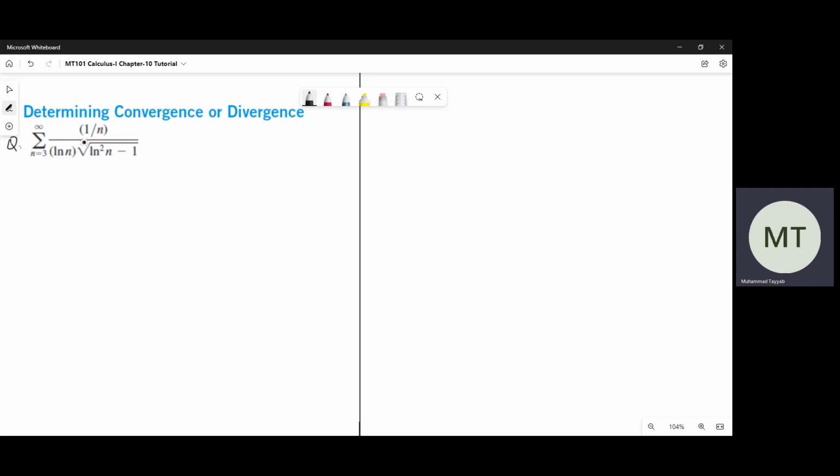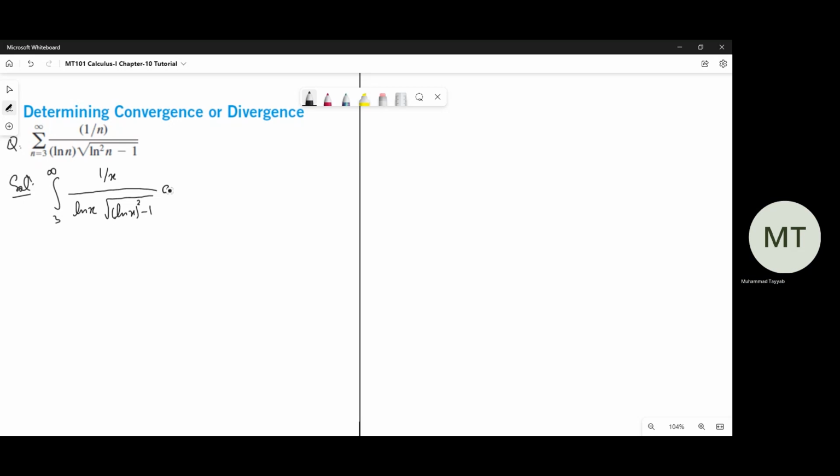In this tutorial, I will rather focus on discussing the convergence of the series by the integral test. So let us start the solution. Since in the integral test we have to transform this summation into the integral form, let's say from 3 to infinity, the sequence a_n will be written in terms of f of x. This will be 1 upon x natural log of x times square root of natural log of x whole squared minus 1, dx.